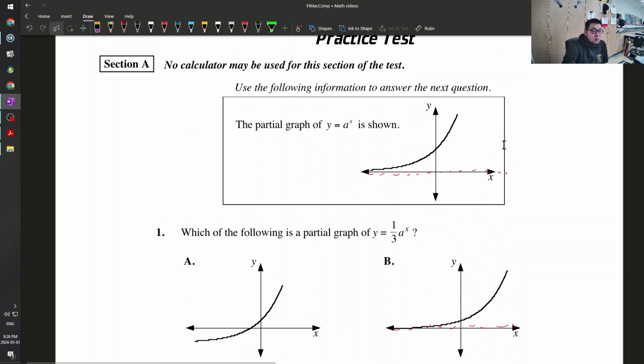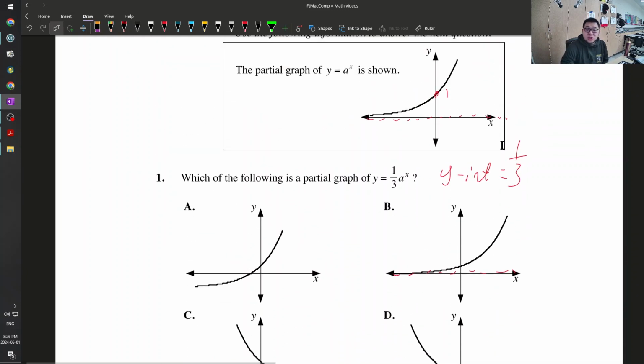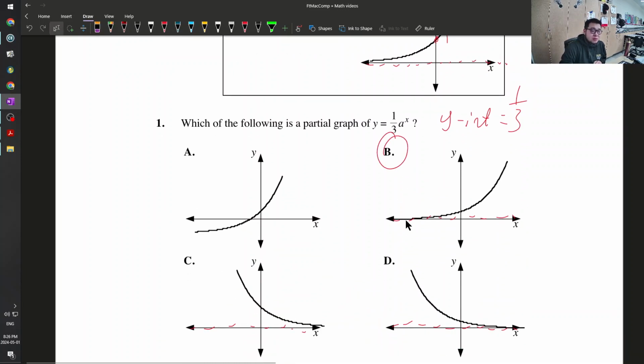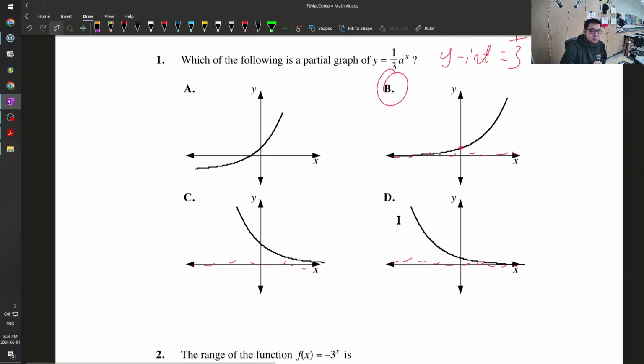And my y-intercept, before, is at 1. Now because of this 1/3, my y-intercept will be equal to 1/3. And the shape of the graph does not change, it just got compressed down. So the answer is B, and you can see that the y-intercept is approximately 1/3.